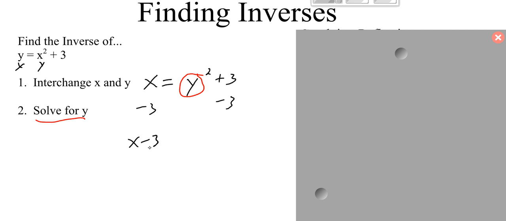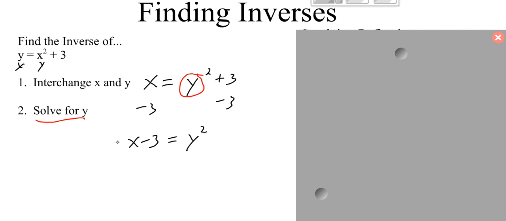So I take my function and change this to x, change this to y. So it's going to be x equals y squared plus 3. Now I'm going to solve for y, so I need to get y by itself. I want to make y the argument, so I have to pull away these other layers. So I subtract 3, and get x minus 3 equals y squared.